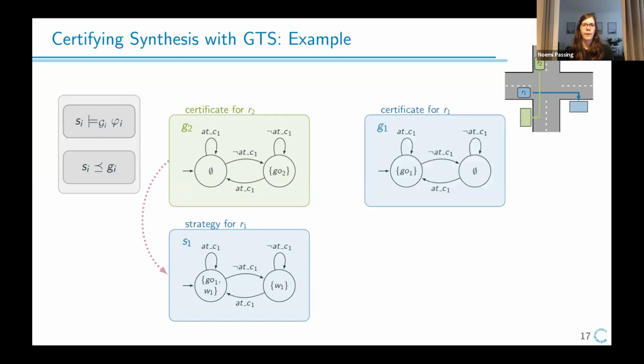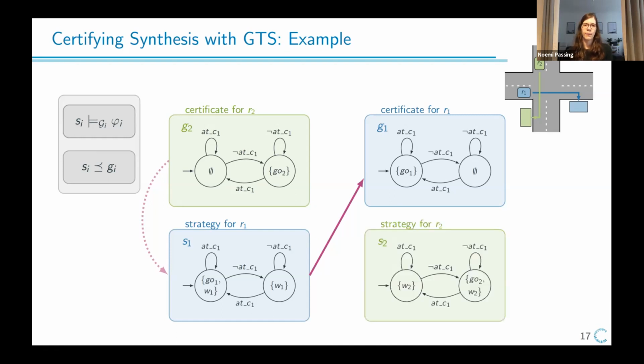We can then find the following certificate for R1, which is essentially the very same transition system as our strategy, but does not say anything about the warning signal. And because of that, also our simulation holds, because we only require the guaranteed transition system to simulate the strategy on outputs that are relevant for the communication of our robots.